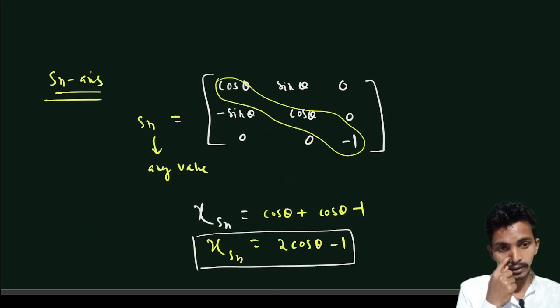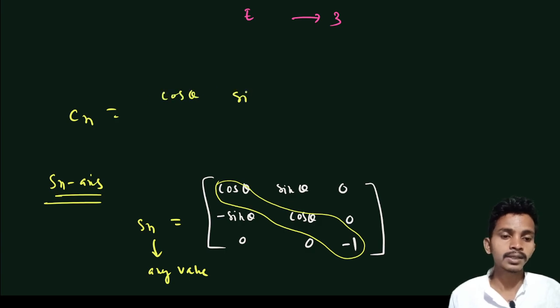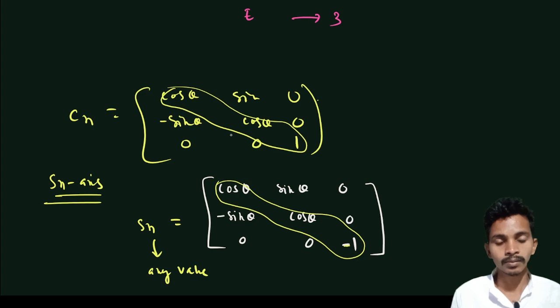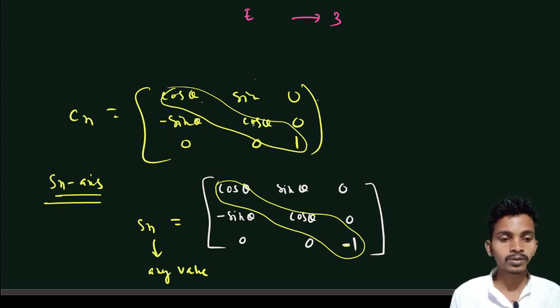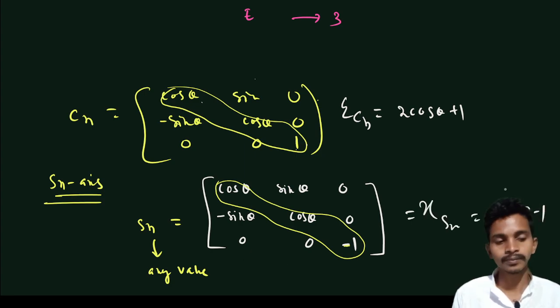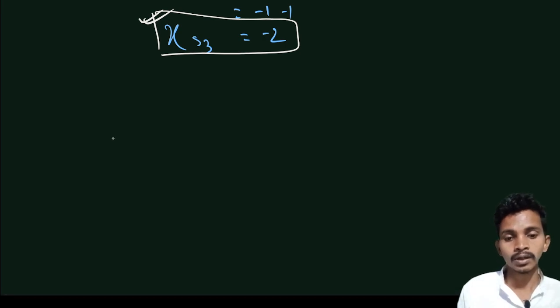Likewise we will calculate the characters, and we have to remember that it is the same as for the Cn axis: cos theta, sin theta, 0, minus sin theta, cos theta, 0, and 0, 0, 1, but here it is minus 1; that is the only difference. This character value is important for us. So for Cn the character is 2 cos theta plus 1, and here the character is 2 cos theta minus 1. These are some things we have to know before we do the character tables; we should know how to calculate the characters. So today up to this, thank you.